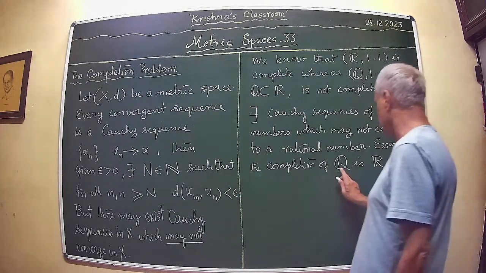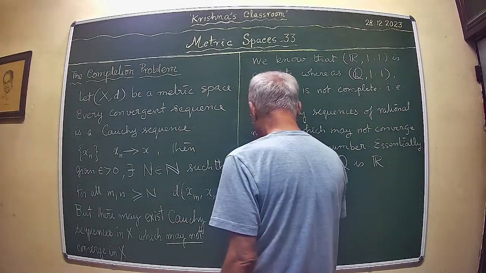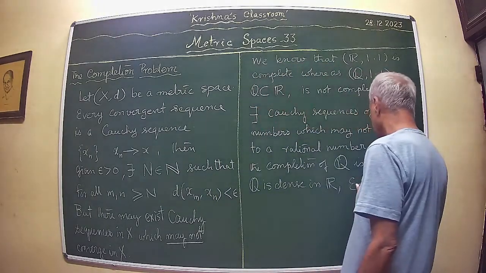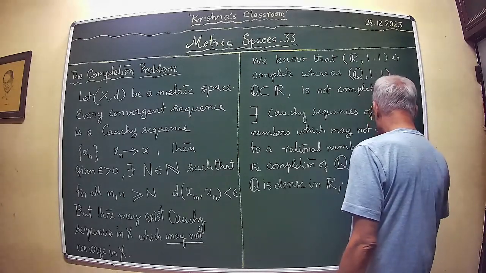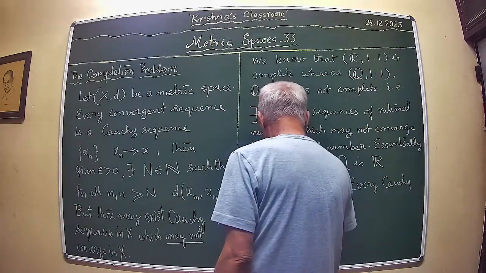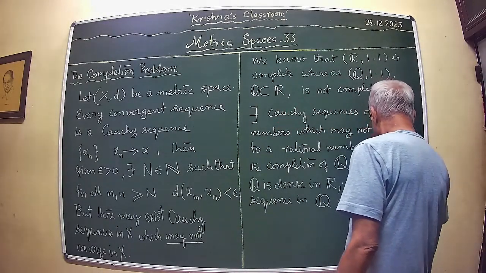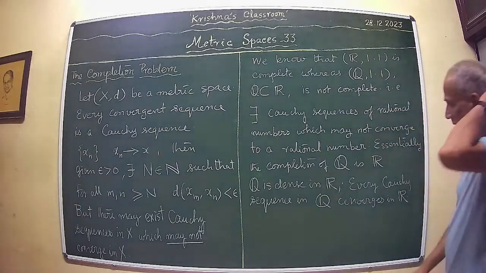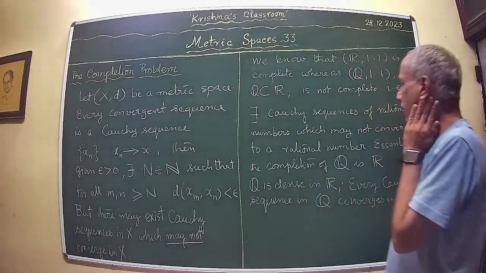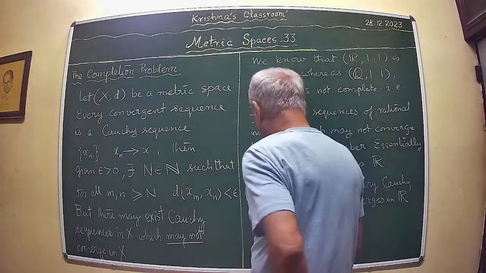Now, these are the basic properties. Of course, Q is dense in R. Every Cauchy sequence converges in R. In fact, R has been constructed as the completion of Q. We shall not go into the details here, but we are already aware of it. Okay. So, to cite an example, you look at this one.